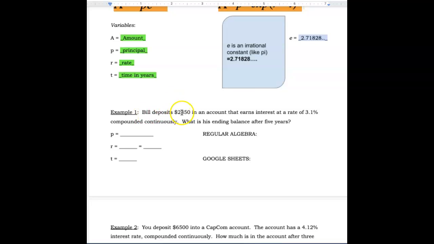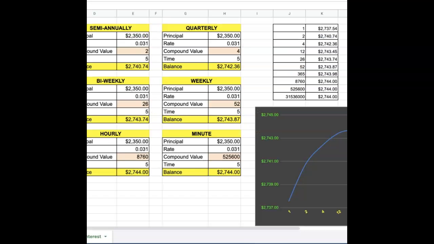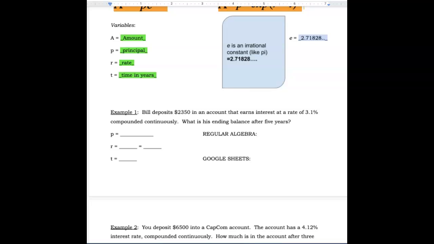Okay, so you might remember these numbers. Bill deposits $23.50 at an interest rate of 3.1% compounded continuously. What is his ending balance after 5 years? Remember this? $23.50, 3.1% for 5 years. And we did it at all these different frequencies. So I wanted to continue with that same number. So the principal is $23.50. The rate is 3.1%, which is 0.031, and the time is 5 years.